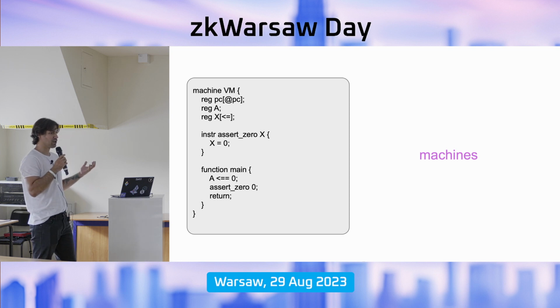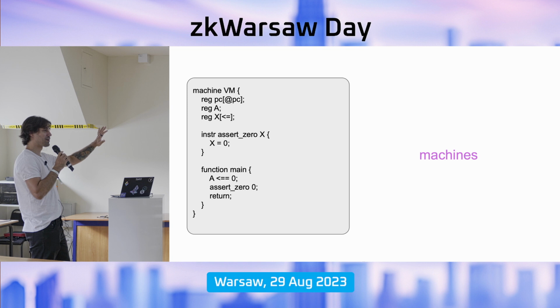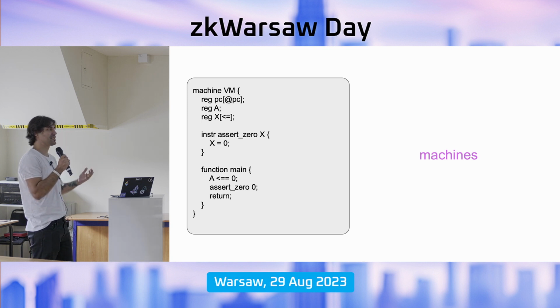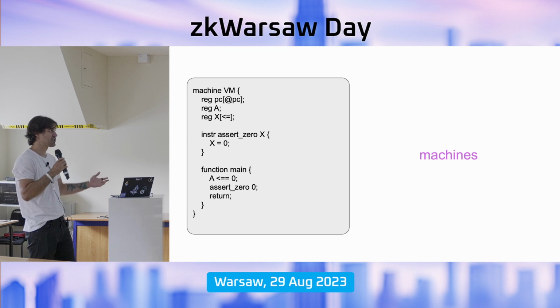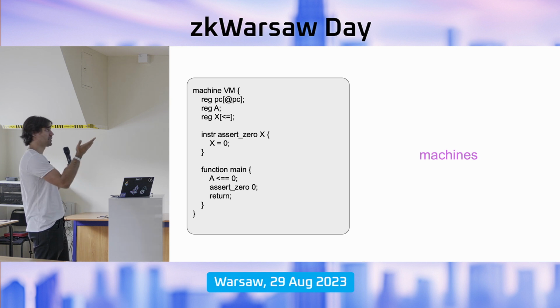So just to give you an example of a snippet of what this language looks like, the syntax is still a bit rough. We're always iterating and improving on it. But the basic idea is that if you're writing a VM, you want to have the basic thing. So you want to have registers, you want to have instructions, and you want to be able to write code. And that's basically what you see here.